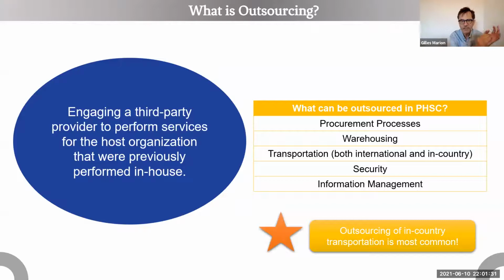So mostly in public health supply chain, what activities do we see as being outsourced? We see the procurement process. We can see the warehousing, the transportation, which can be both in-country and international transportation. Security, that one is very often the first thing that is going to be outsourced, and information systems. These are some examples of what can be outsourced to a third-party logistics provider who is going to manage all those services for your organization on your behalf.